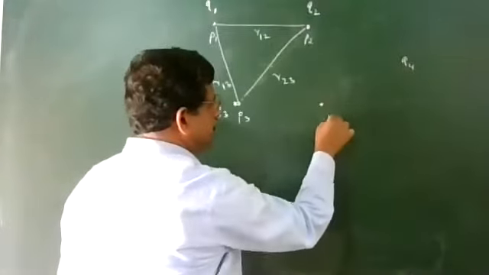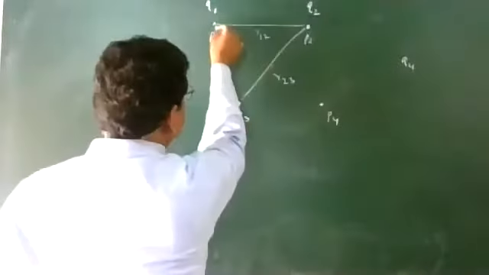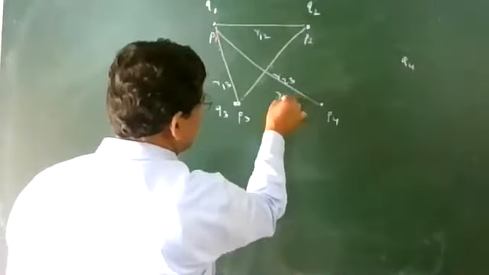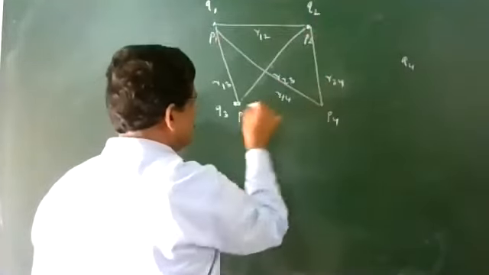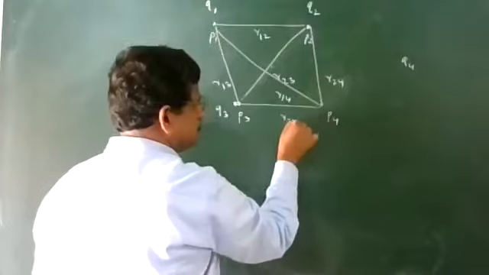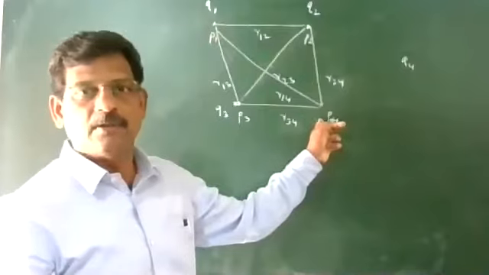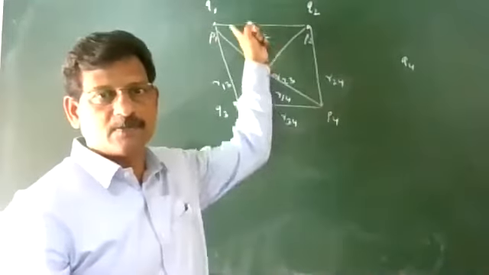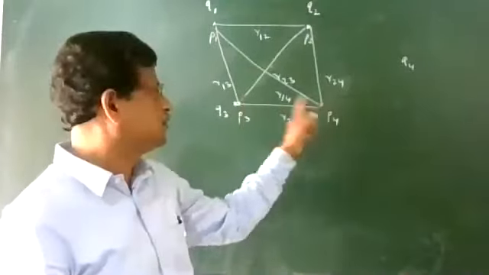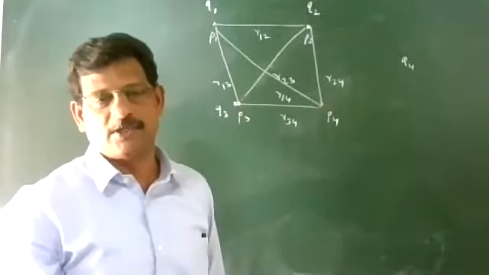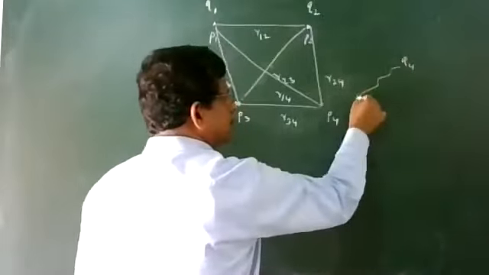Now you have a point P4 here. The distance of the point P4 from the first charge, you can mark it as R14. From the second one, it is R24. And from the third one, it is R34. So first to point 4 is R14 distance, second to P4 point is R24, third to P4 is R34. And you have to bring Q4 now from infinity to the point P4.